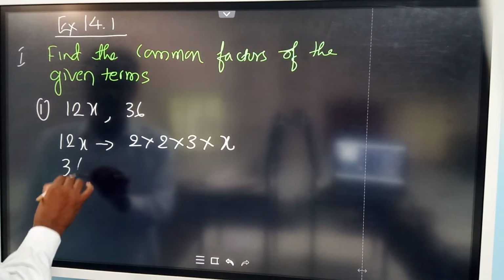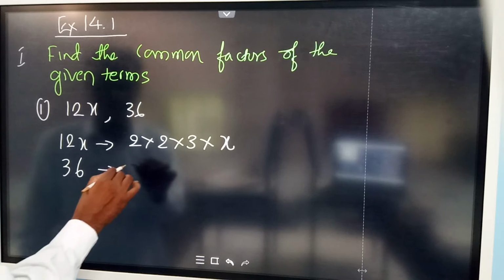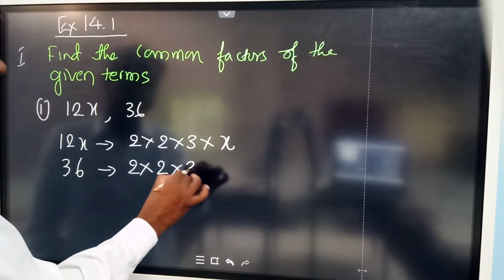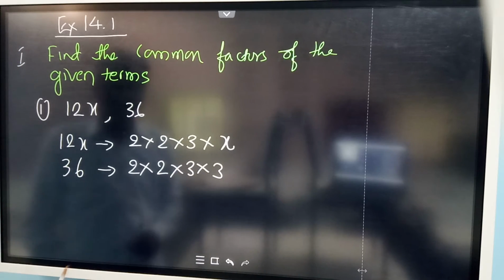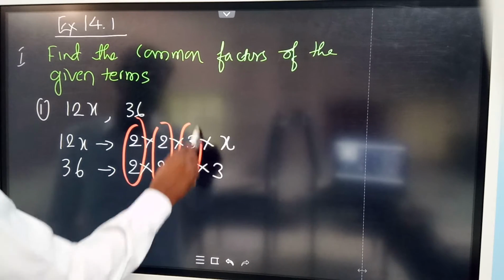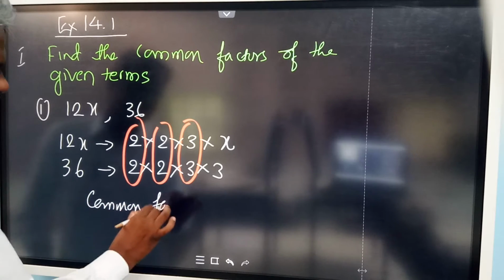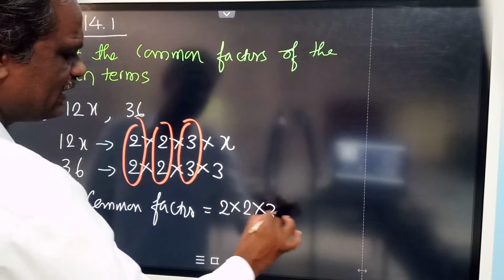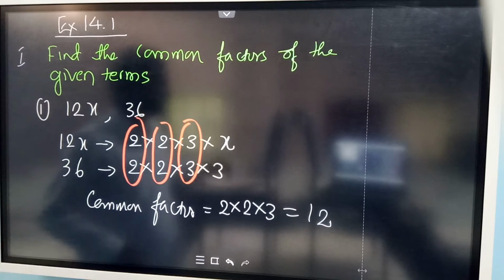Now 36: 2 into 2 into 3 into 3. So now what are the common factors here? We have 2, another 2, then 3. So you can write the common factor as 2 into 2 into 3. It is 12. 12 is the common factor between 12x and 36.